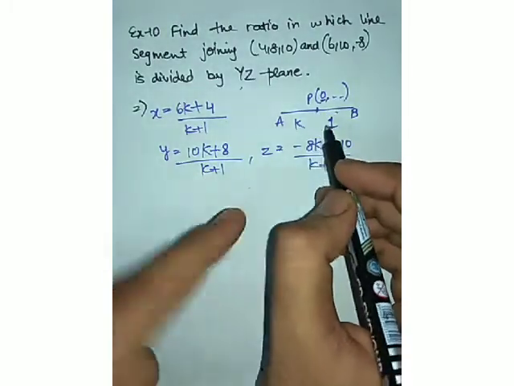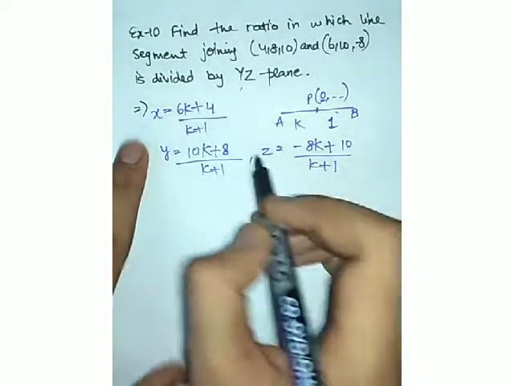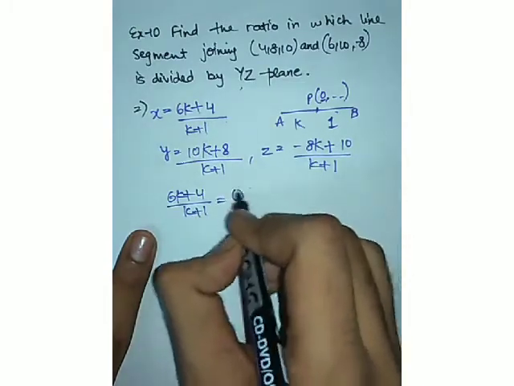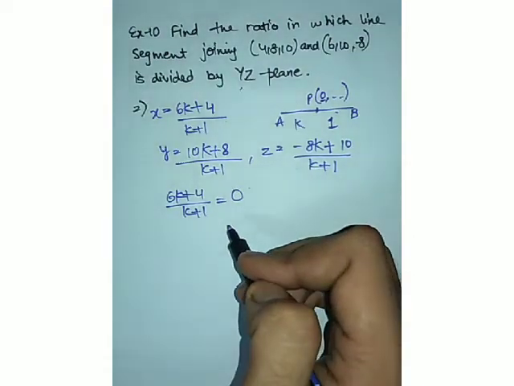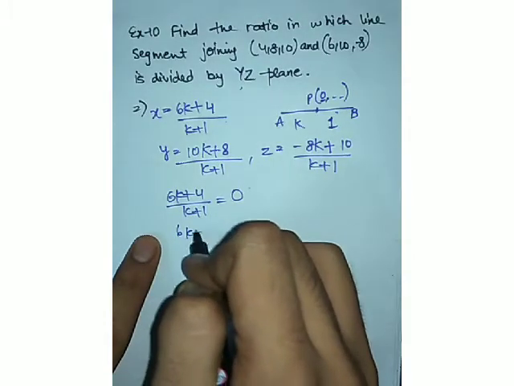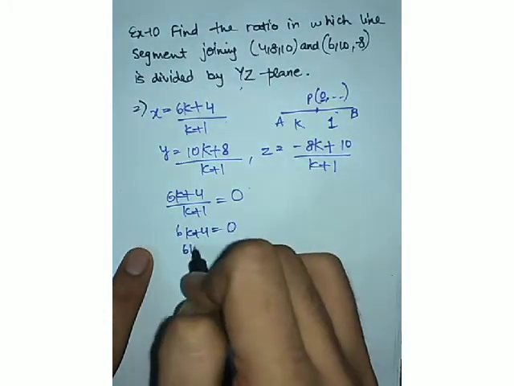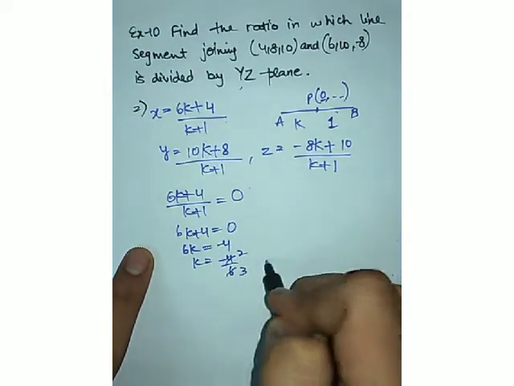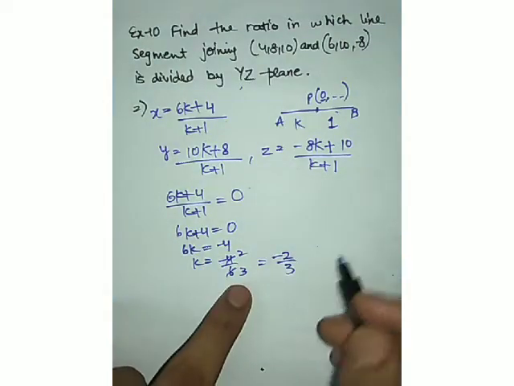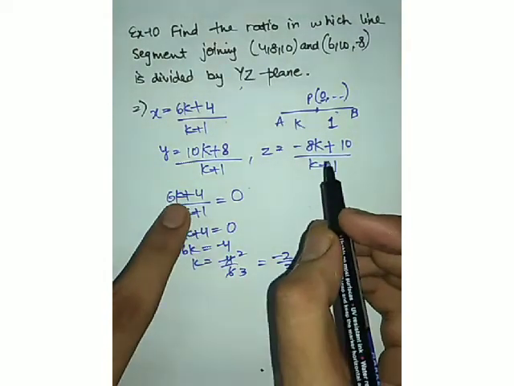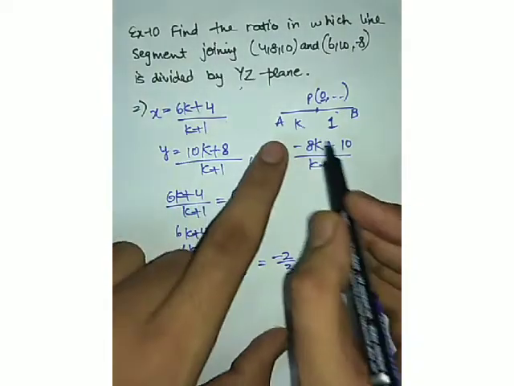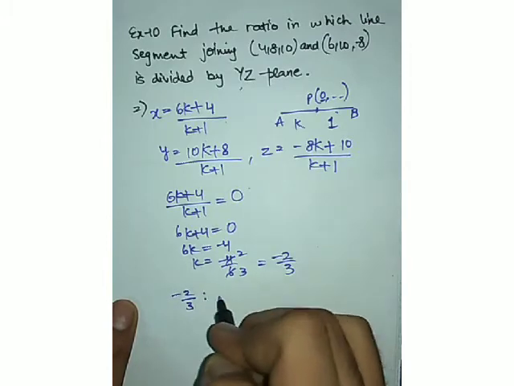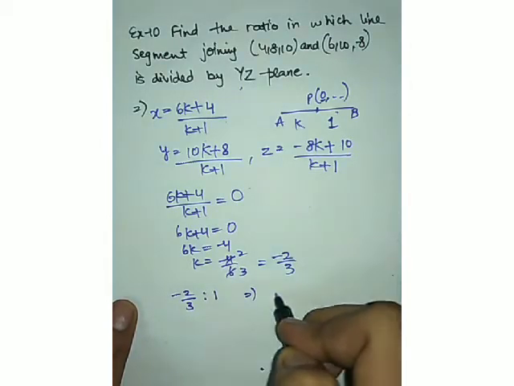Now it is being divided by the YZ plane, so x coordinate will be equal to 0. (6k plus 4) upon (k plus 1) will be equal to 0 simply. So 6k plus 4 will simply be equal to 0. From this 6k will be equal to minus 4 and k will be equal to minus 4 upon 6. 2 2s are 4, 2 3s are 6. The value of k is minus 2 upon 3. So what was the ratio? The ratio was k ratio 1. So our ratio will be minus 2 upon 3 ratio 1, or in the simplest form it will be minus 2 ratio 3.